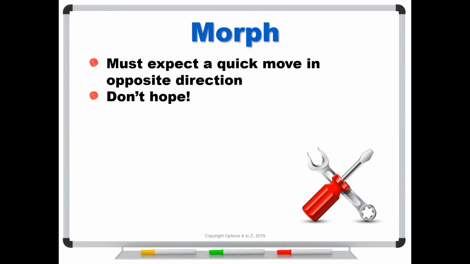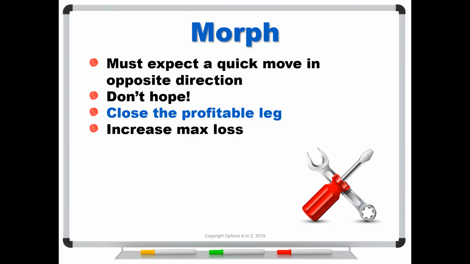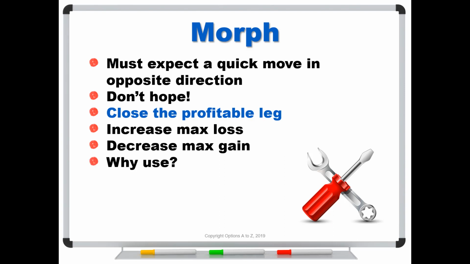So the morph for the butterfly spread under these assumptions is to simply close the profitable leg. So if the stock has moved up, in this example, you could close the debit spread. If it's moved down, you could close the credit spread. And regardless of which choice you do, it's going to increase your maximum loss, and it's going to decrease your maximum gain. Now you're probably thinking, wait a minute, that looks backwards. You're saying I can increase my maximum loss and decrease the amount that I can make. Why in the world would I use it?